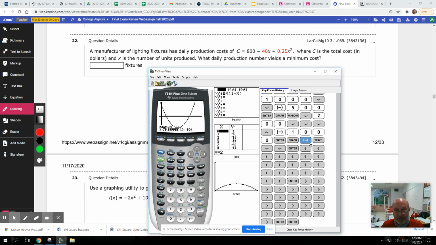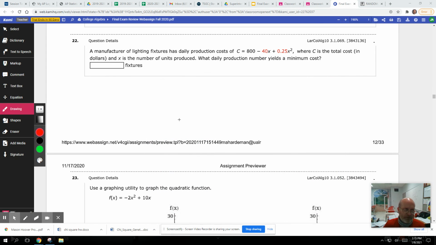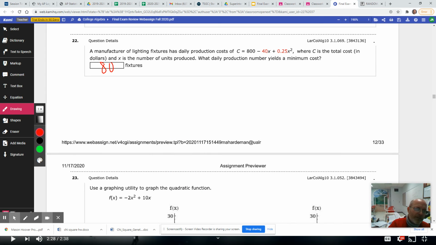That means 80 in the calculator language. It tells us the minimum cost is negative 800. That's what doesn't make any sense. But we're asked to find the x value here. So we're going to put 80 for our x value. And that's going to be the answer in problem number 22. And that's how you find a minimum.